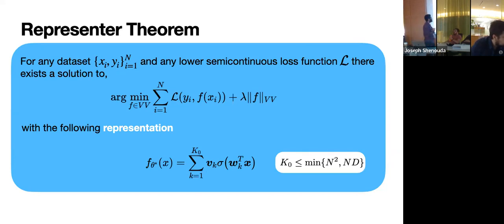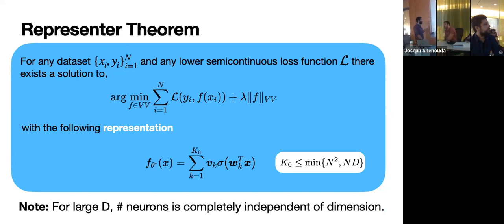And why is this important? It tells us that even if you have any data, and you have functions that are potentially infinitely wide, I can get away with fitting this data perfectly with only a finite number of neurons, provably. I don't need infinite width, basically. And the number of neurons that you need is bounded only in terms of the number of data points you have. So if d is really large, then this minimum becomes just n squared, right? So for large enough d, the number of neurons you need is completely independent of the dimensionality of both your input and output dimension. And this is for arbitrary data.